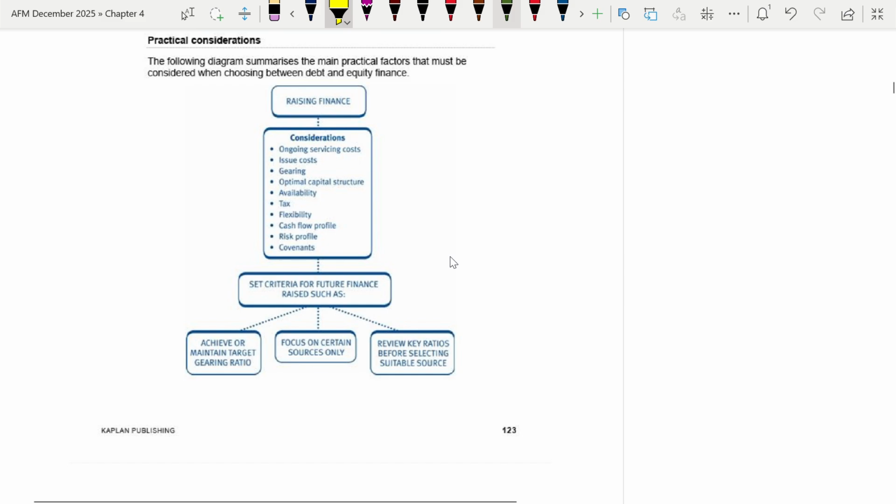When you are raising finance, it is not one thing that will influence. There is the service cost, which means the interest you are going to pay. Issue cost will be there. What is the combination of debt and equity? Optimal capital structure, where the weighted average cost of capital should be minimum. Then the availability of finance.